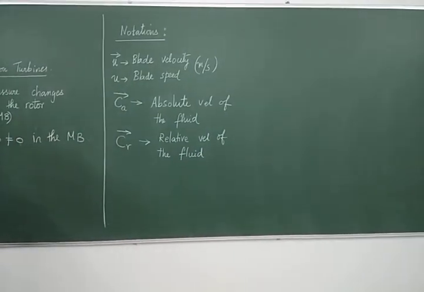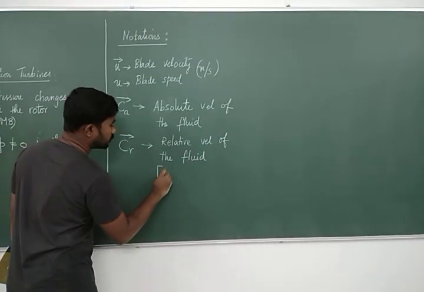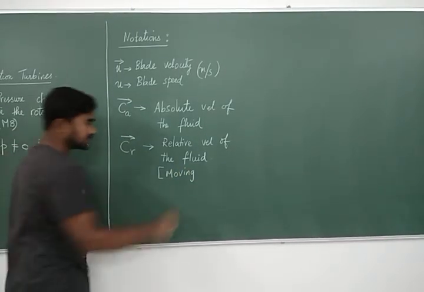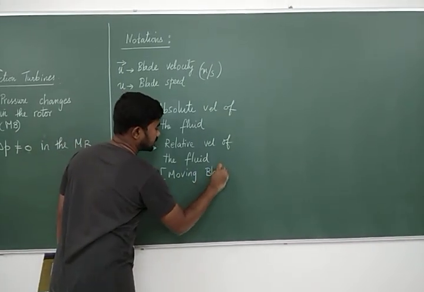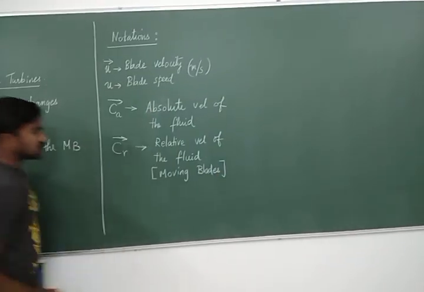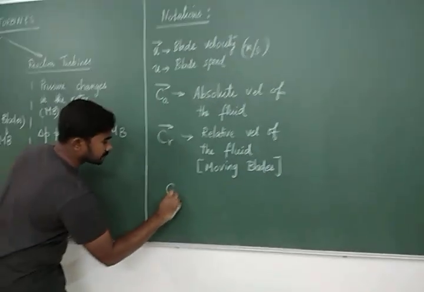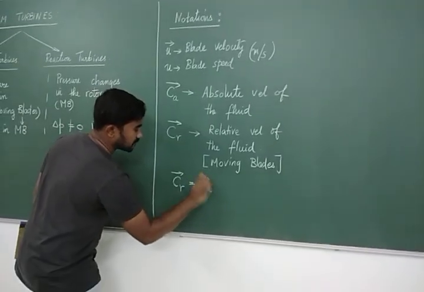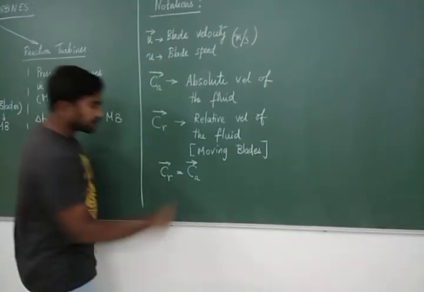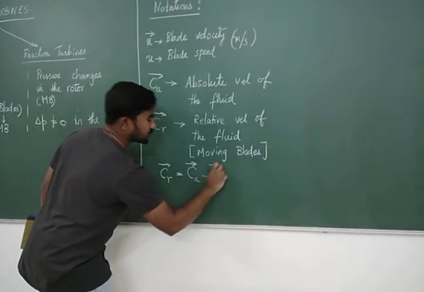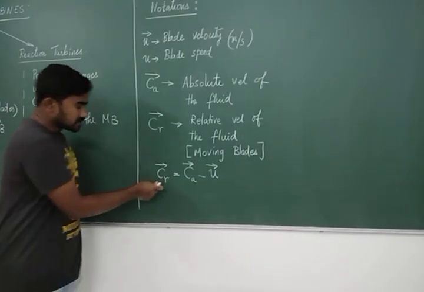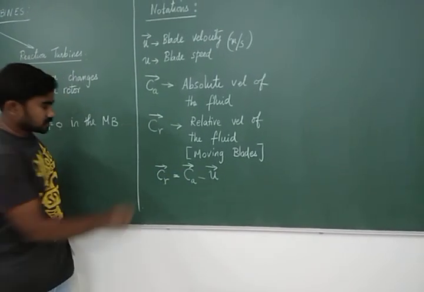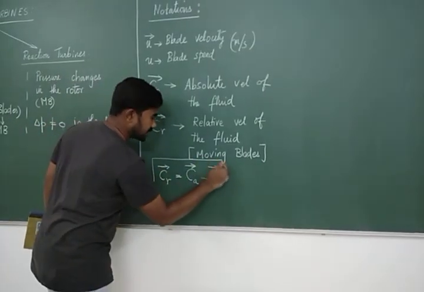Okay. Now this is the relative velocity in the moving blades. There is no concept of relative velocity in the fixed blades. There is only relative velocity in the moving blades. Now the definition of relative velocity is CR is the absolute velocity of the fluid minus the velocity of the blade. It is the velocity of the fluid relative to the blade. So this is the definition of relative velocity.